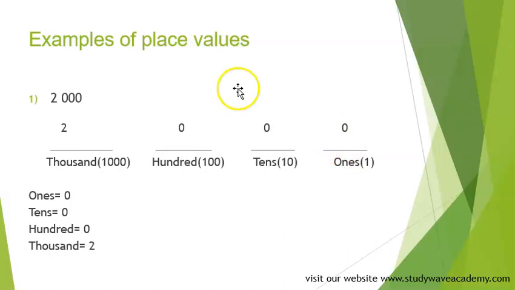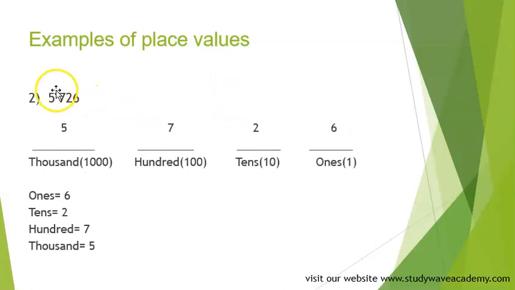Did we get that? So we place 2,000 according to its value. 2,000 means thousands, right? So 2 represents thousands, 0 here represents hundred, this next 0 represents tens, and the next 0 represents ones. We're going to look at another example to help us know better.